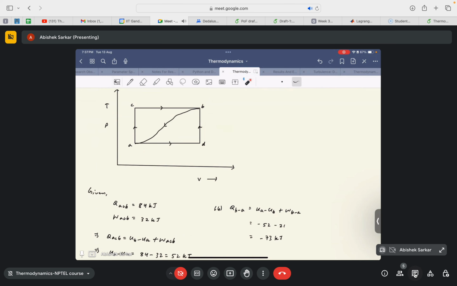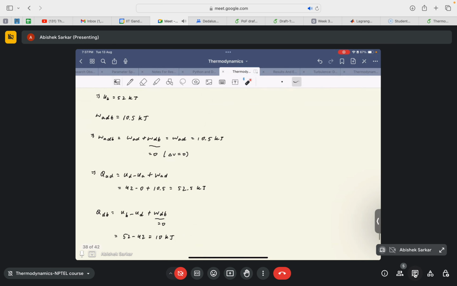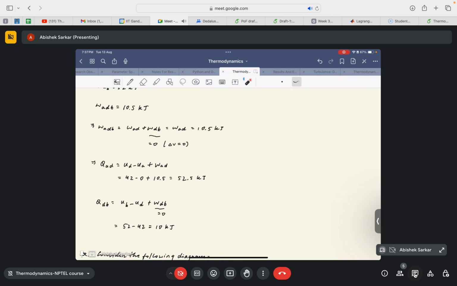Okay, so once you apply that, you can write WADB is equal to WAD plus WDB is equal to WAD, because WDB is equal to 0 because delta V, or the change in the volume, is 0. Then WAD is equal to 10.5 kilojoule. Then for the process AD, you can write QAD is equal to UD minus UA plus WAD. UD is 42, UA is 0, and WAD is 10.5. So QAD is equal to 52.5 kilojoule.